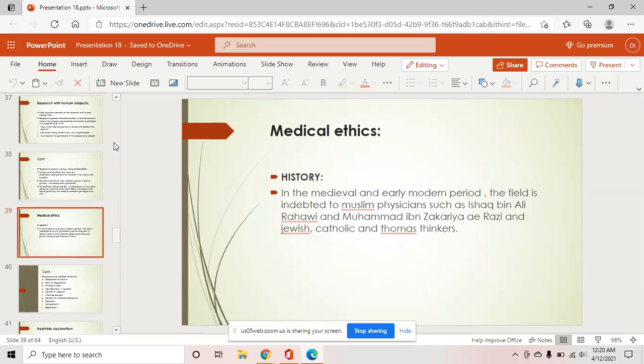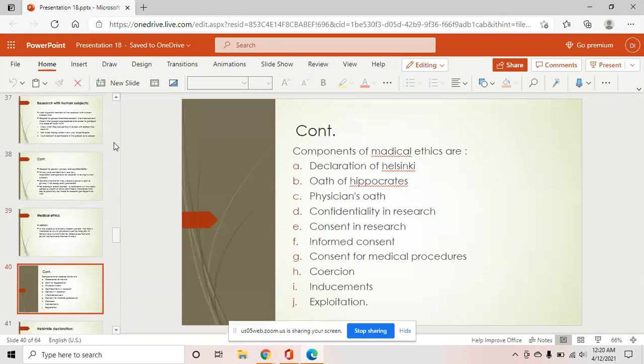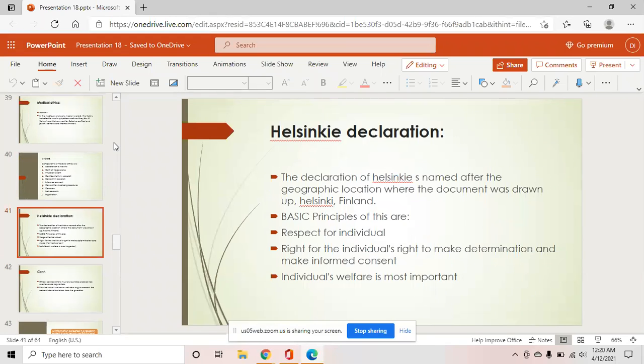Medical ethics. History. In the medieval and early modern period, the field is indebted to Muslim physicians such as Ishaq bin Ali Rahawi and Muhammad ibn Zakariya al-Razi, and to Jewish and Catholic thinkers. Components of medical ethics are the Declaration of Helsinki, Oath of Hippocrates, Physician's Oath, Confidentiality in Research, Consent in Research, Informed Consent, Consent for Medical Procedures, Coercion, Inducements, and Exploitations. All these points are explained in the next slides.